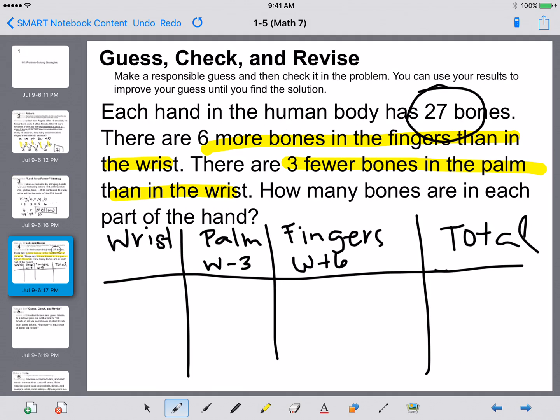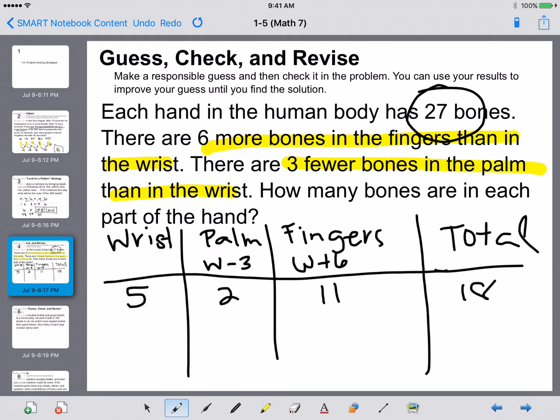So what we're going to do is I'm going to pick a number. Let's pick 5. So then the number in my palm is the number in the wrist minus 3, so 5 minus 3, which would be 2. In my fingers is the wrist plus 6, so 5 plus 6, which is 11. My total is adding all 3 of those together. So 5 plus 2 is 7, plus 11 is 18. Is 18 27? No, it's too low. So I'm going to have to pick a higher number.